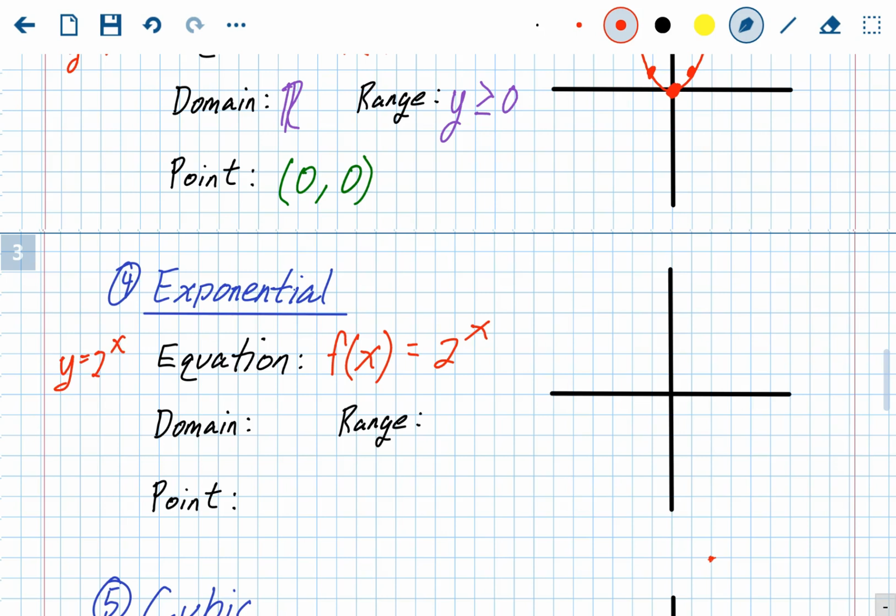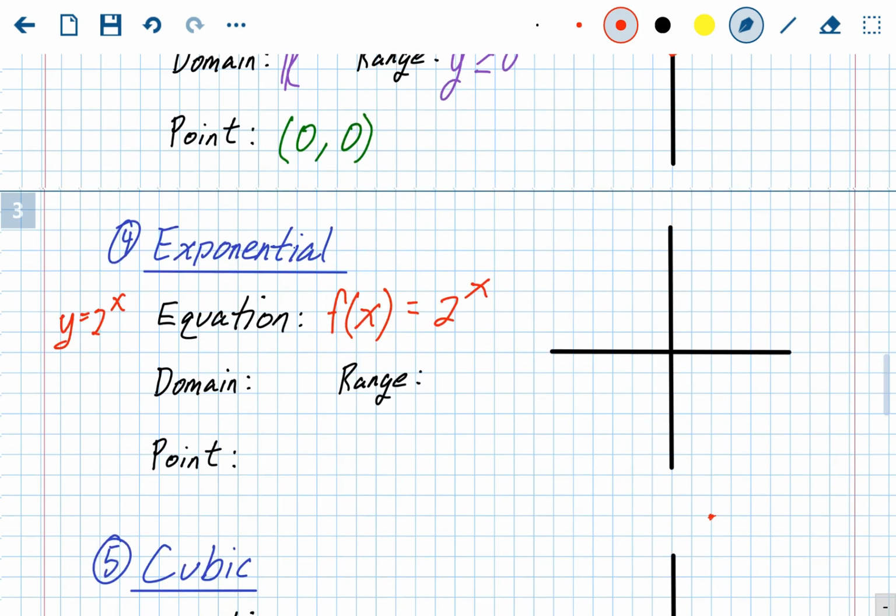The graph of this went through the point 0, 1, because if you plug in 0 for x, you get 2 to the 0 power, which is 1. 2 to the first power is 2. 2 to the second power is 4. 2 to the negative first is a half, and a quarter for negative 2. All right, so remember, they start really slow, and then they increase rapidly.